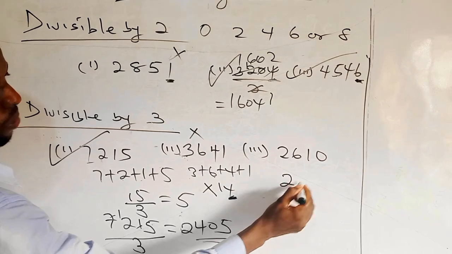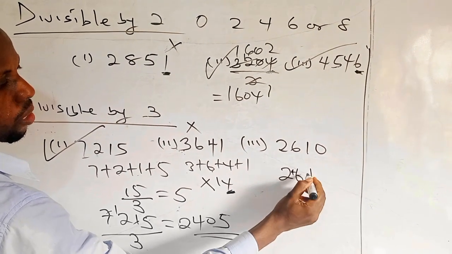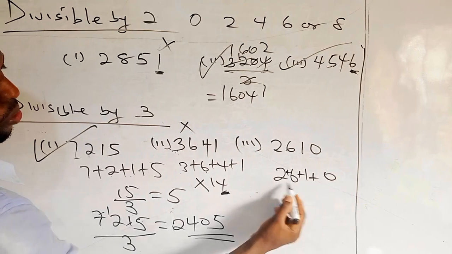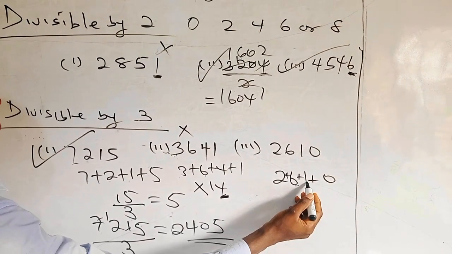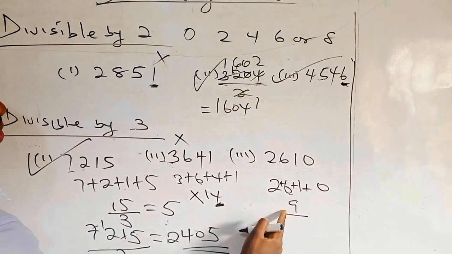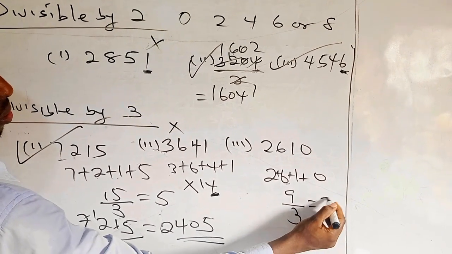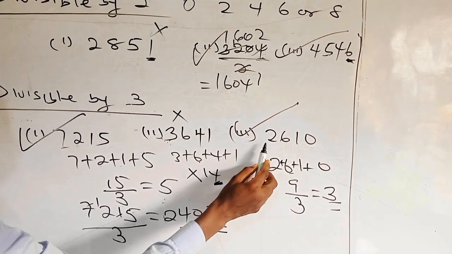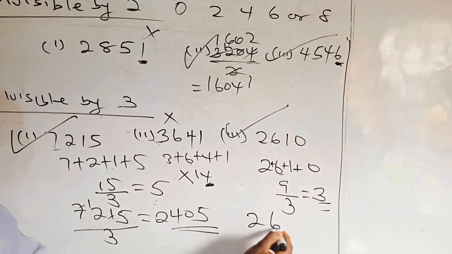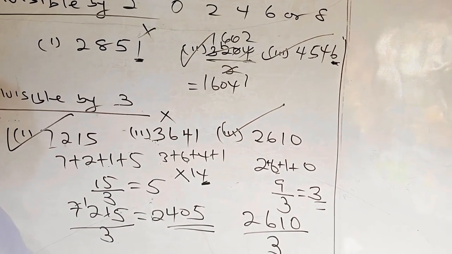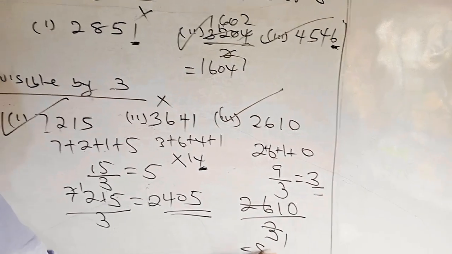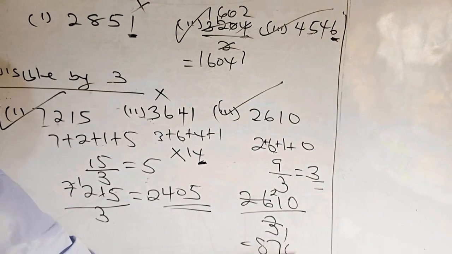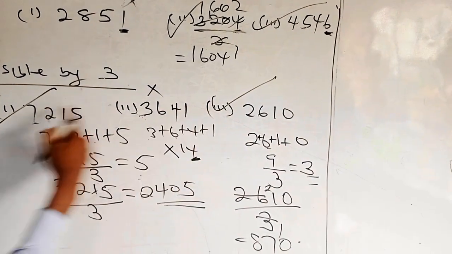So let's look at this. We have 2, 6, 1, 0. 2 plus 6 plus 1 plus 0. 2 plus 6 is 8. 8 plus 1 is 9. 9 plus 0 is 9. I can divide this number by 3. So that means this number is qualified. It's divisible by 3. By the time I check it, 2,160 divided by 3: 3 times 7 is 21, 3 times 8 is 24. So this number is divisible by 3.